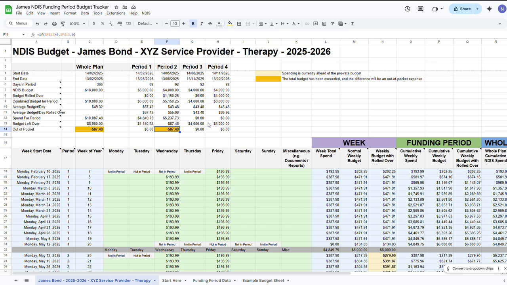The rules are very clear. I cannot spend money in period 2 that was allocated for period 3. So I'll need to pay $87.48 out of my own pocket. And because I've exhausted my budget, there's no money that has rolled over into period 3. So the money rolled over is 0.